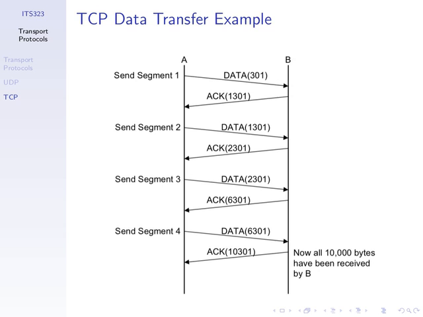10301. We receive the third segment, then the fourth segment. We've now received all 10,000 bytes from 301 up to 10,300. The next expected will be 10,301.